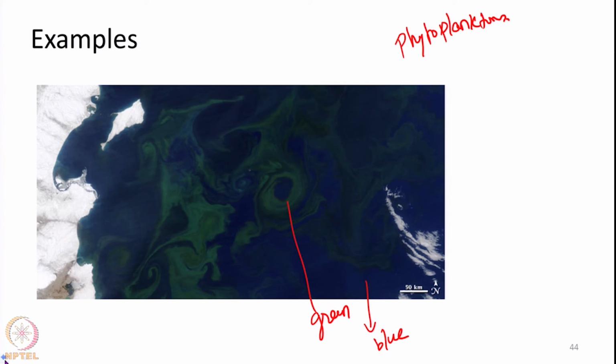So, as a summary for this particular lecture, we have studied in detail the spectral reflectance properties of water and how different factors influence this. With this, we end the topic of spectral reflectance property of water.